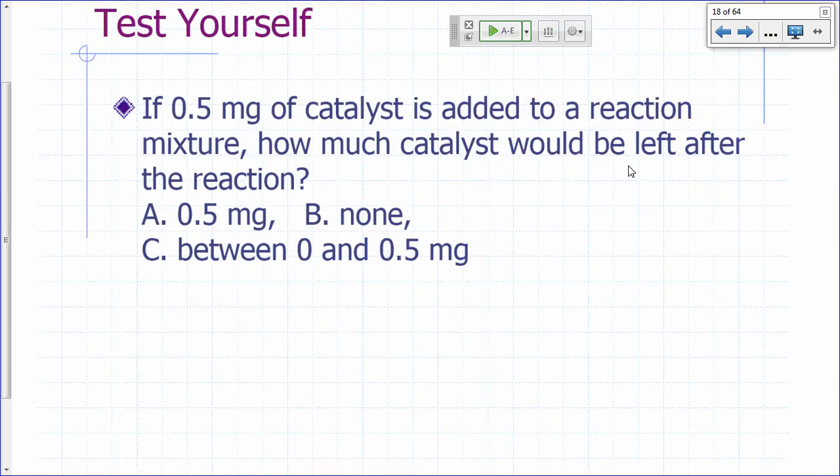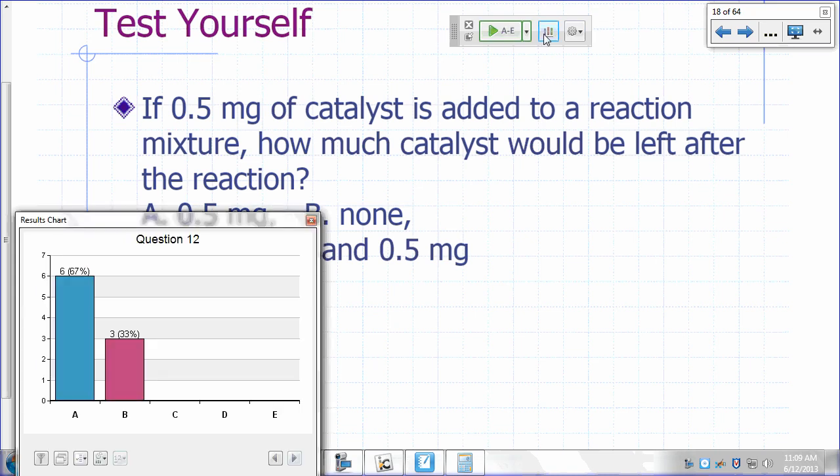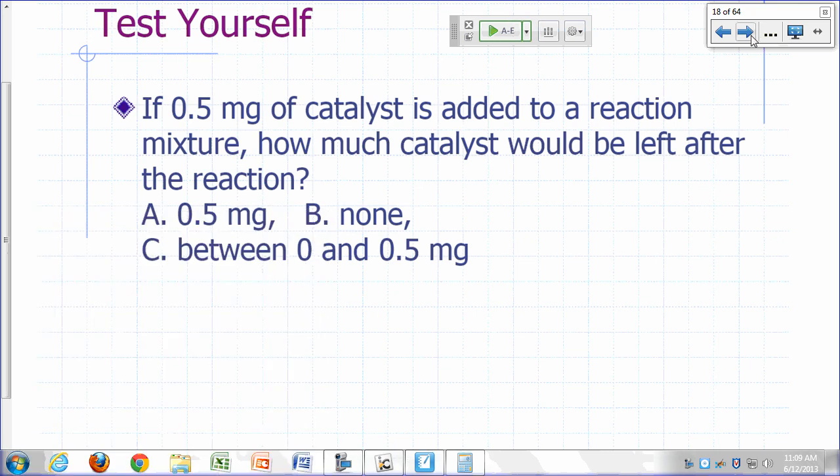Okay, just a quick check here. 0.5 milligram of catalyst is added to a reaction mixture. How much of that catalyst would be left after the reaction? 0.5, 0, between 0 and 0.5? What did we say a catalyst does? Speeds up a reaction without being consumed. So if it's not being consumed, how much of it will be left? The whole thing, right? Okay. That's what a catalyst does.